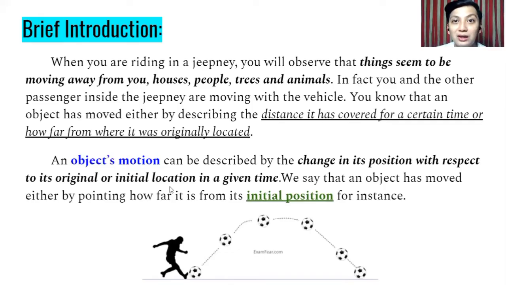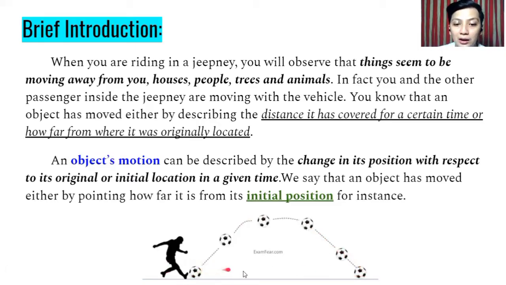That is 0 centimeters or 0 kilometers, 0 meters. Okay? Initial yun kasi kaya wala pa siyang bilang. So we say that an object has moved either by pointing how far it is from its initial position. For instance, etong tao na to, itong soccer player na to, sinipa niya yung soccer ball. So as you can see, it travels a very far distance.